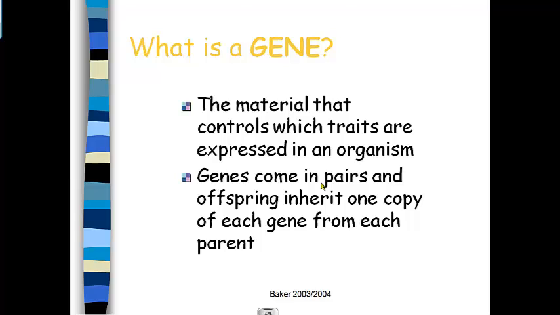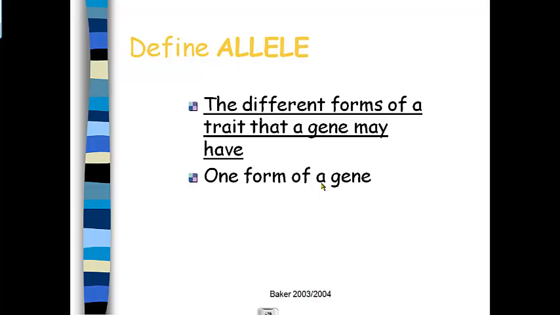Okay? Genes come in pairs, and as an offspring, you inherit one copy from your mother and one copy from your father, and they work together to determine what kind of traits you're going to have. What is an allele? Guys, an allele is basically one of these genes showing one of the traits. So basically, if you had a gene for hair color, an allele would be if you had a brown hair color gene on your genes, that would be your allele. Or a blonde hair color gene on your gene, that would be your allele.